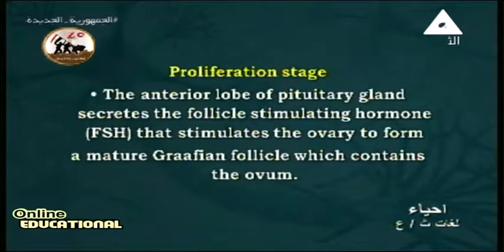What is the proliferation stage? In the proliferation stage, the anterior lobe of the pituitary gland, which you know is found in the brain, is responsible for secreting hormones like FSH and also LH. The FSH hormone stimulates the ovary to form a mature Graafian follicle, which contains the ovum.